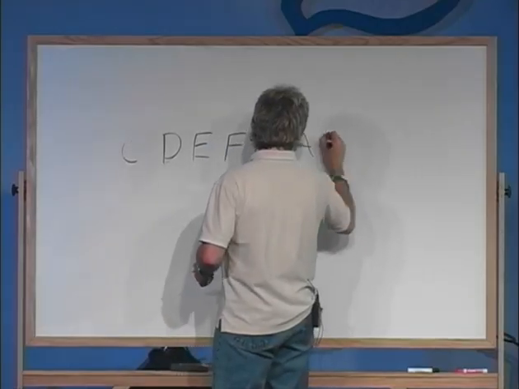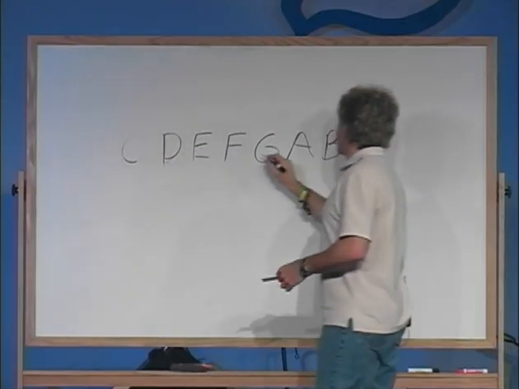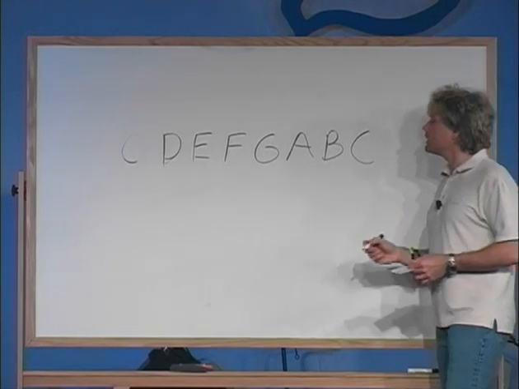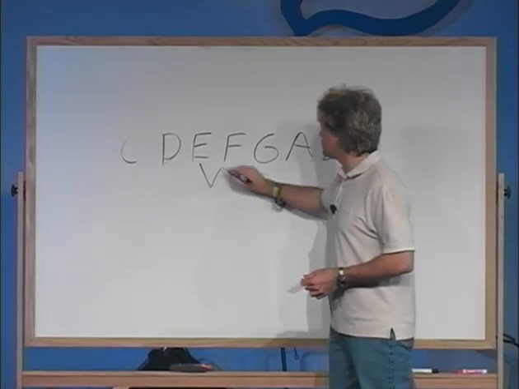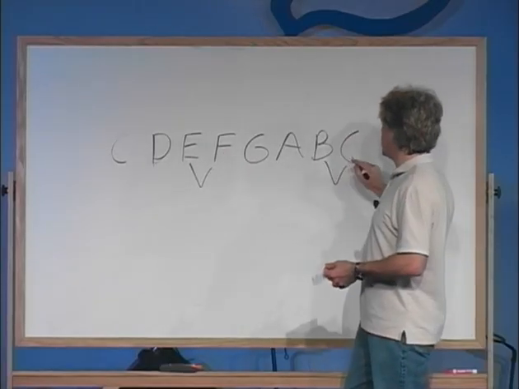These are the notes that we're dealing with. We'll start with C, D, E, F, G, A, B, C. And we talked about the fact that there's two places that have no sharps and no flats between them, and that is E and F, and B and C.